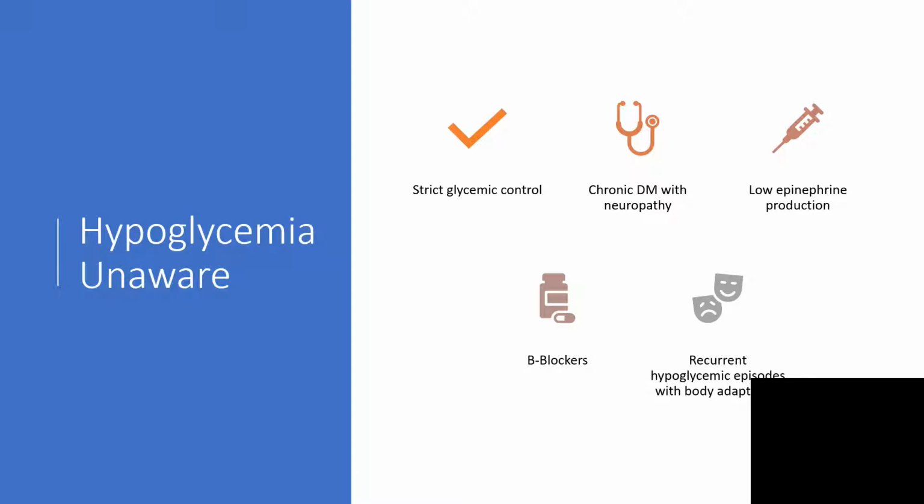Chronic diabetes mellitus with neuropathy. Because anything you are exposed to for a long period of time, then your body chemistry will tend to adjust to that. So people who have been having diabetes for years and they've been having neuropathy may not be able to tell. Low epinephrine production, and of course beta blocker.